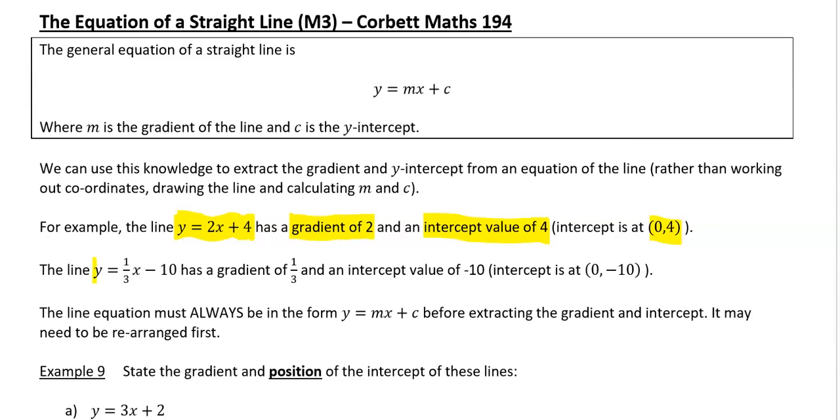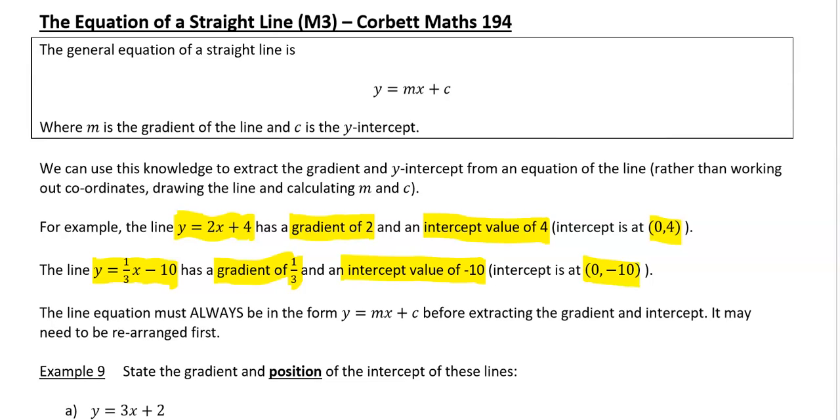The next line, we've got y is equal to 1/3 x minus 10. So clearly the number in front of the x is 1/3, so the gradient is 1/3, and the intercept value is minus 10, because you've y is equal to 1/3 x minus 10. So minus 10 is equivalent to the plus c. So the intercept is at minus 10.